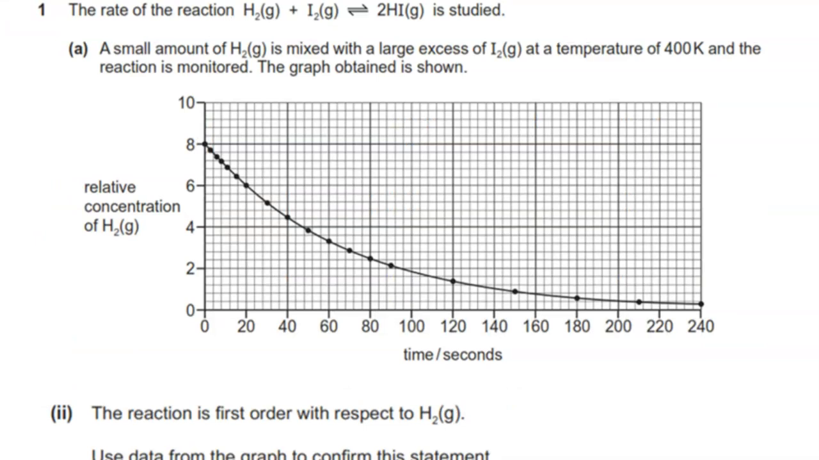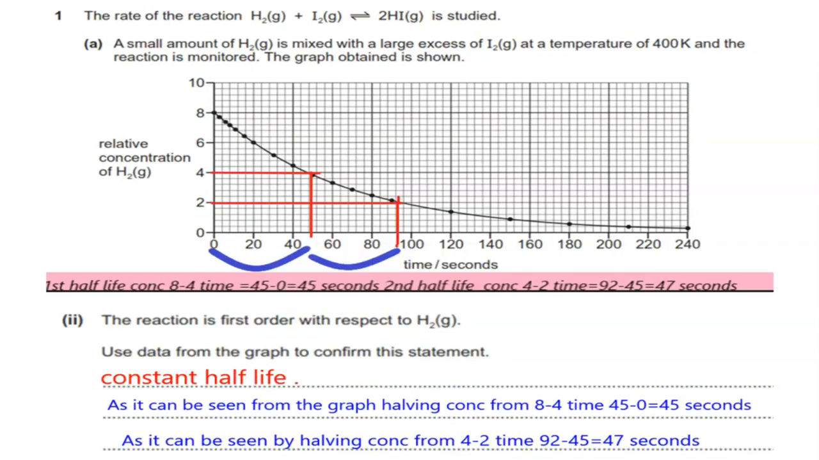Now the next part of this question. The reaction is first order with respect to hydrogen. So use the data from the graph to confirm this statement. So dear students, whenever you are provided with a graph, you don't have to write that it is first order as you can see from the graph. No, you need to show your working. You need to calculate how you reach the conclusion. So you have to solve this question in this manner.